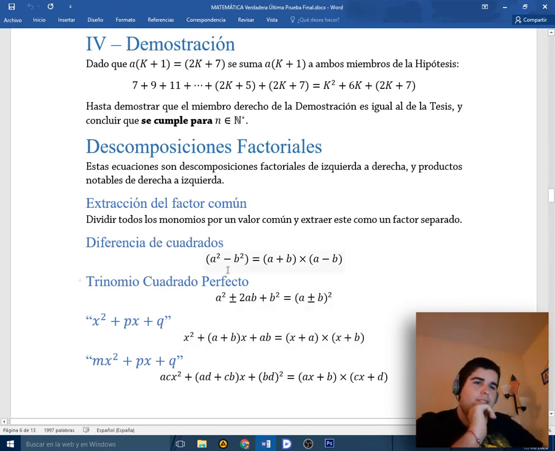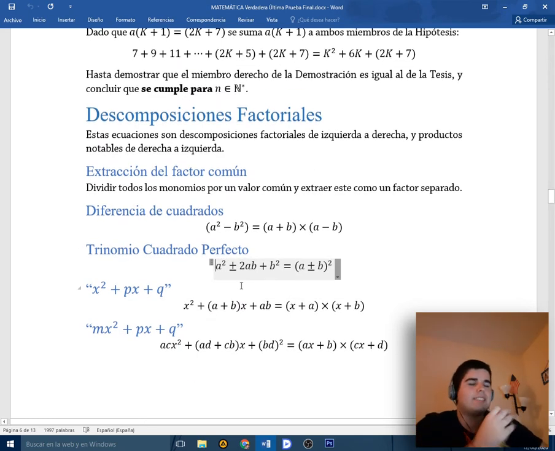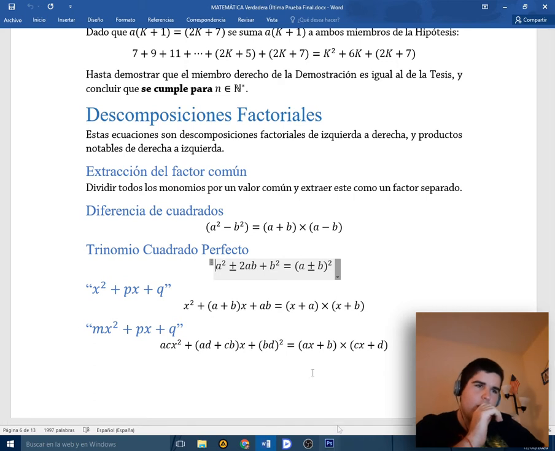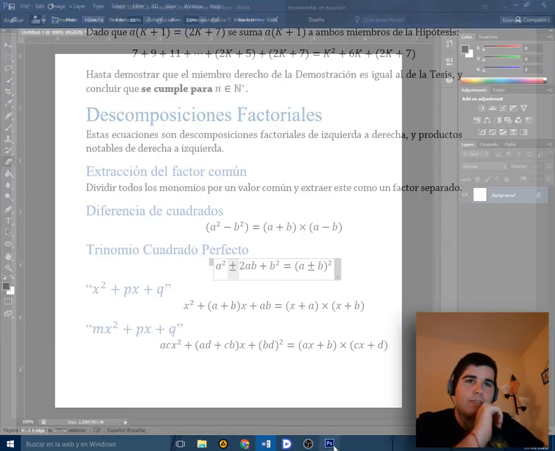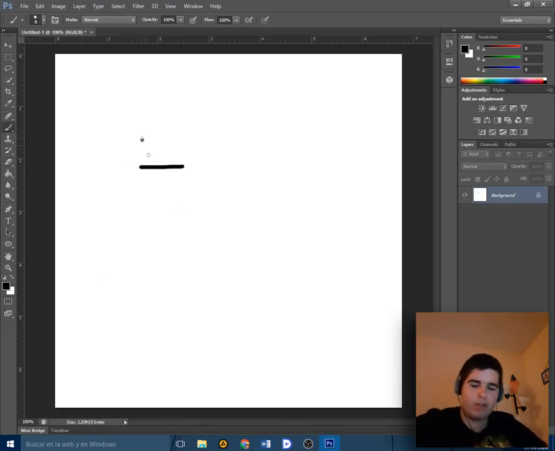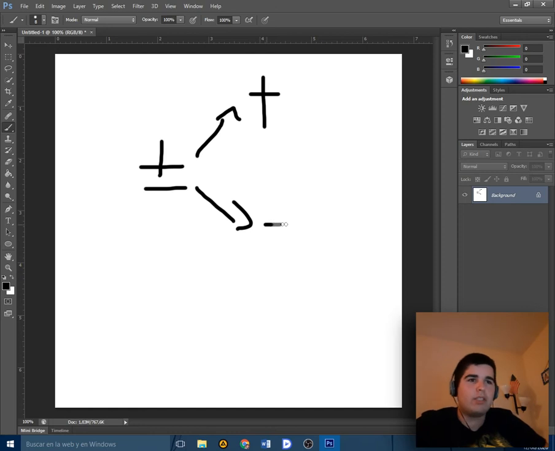We have the perfect square trinomial. This one is slightly harder, but not so much. So we have a square number and another square number, and in the middle we have the roots of these multiplied together and then twice that result. And this symbol we have here, the minus plus, or the plus minus, doesn't mean that something is subtracted and added at the same time, which wouldn't make any sense. It actually just splits into both of these signs.